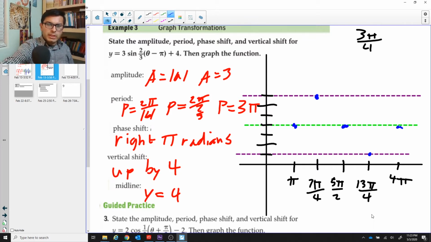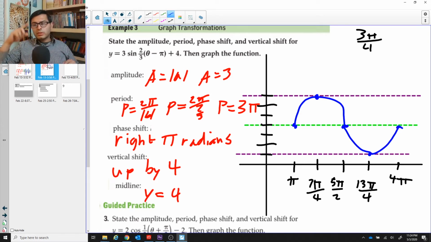Now we're just going to connect it with curved lines. Curve, curve, curve, and curve. And we have our sine function. Now remember, this is periodic, so it's going to keep on going like that in the positive direction forever and then the negative direction forever. So we could add on to it, but that is fine for right now.